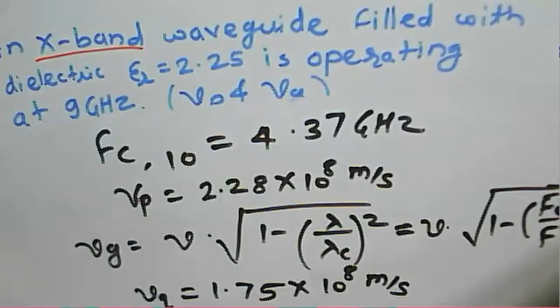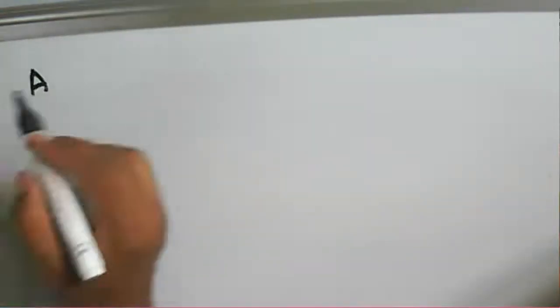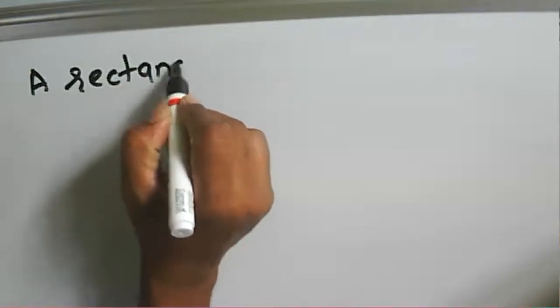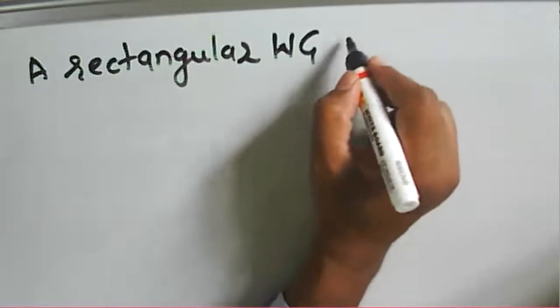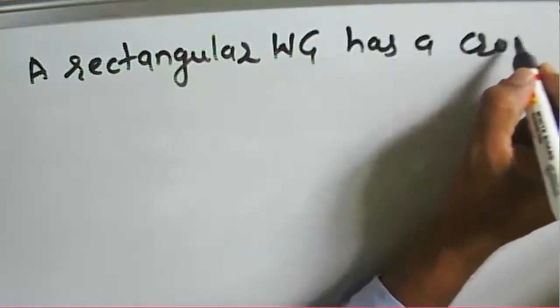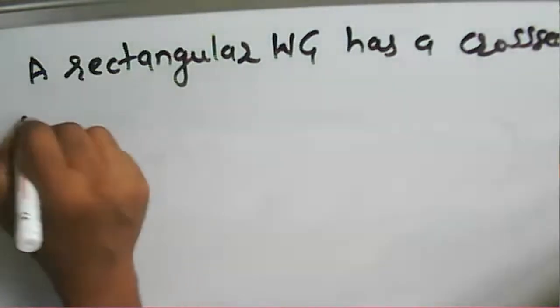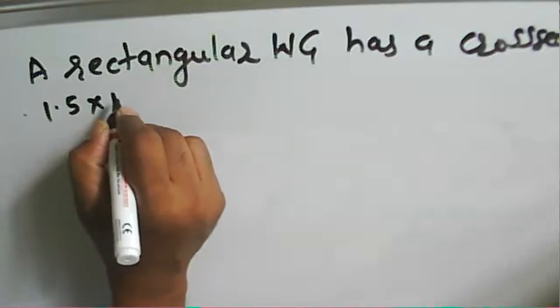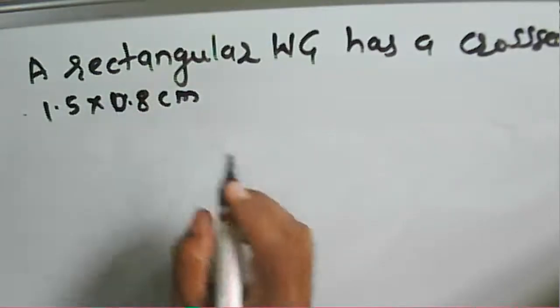Now next, we need to consider the cutoff frequency, propagation constant, and wave impedance. So now, we consider a rectangular waveguide that has a cross section of 1.5 into 0.8 centimeter. So you can see 1.5 by 0.8 centimeter.